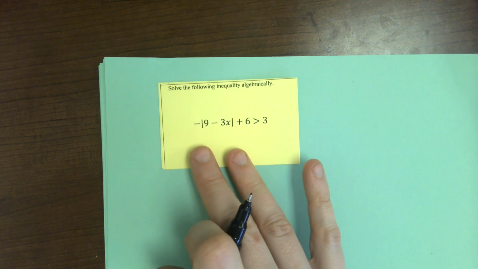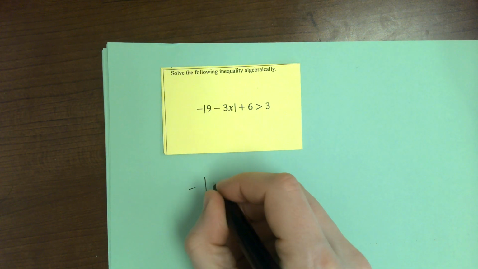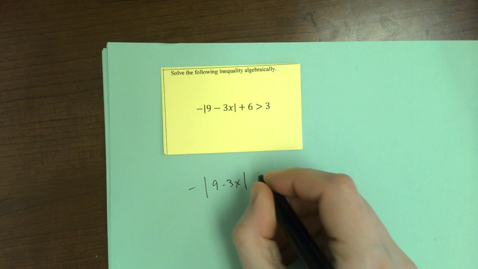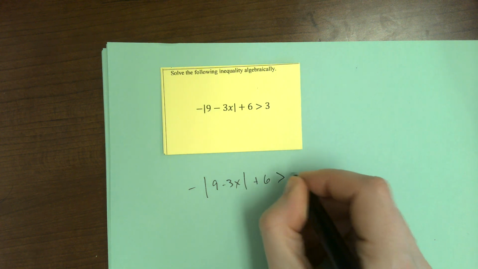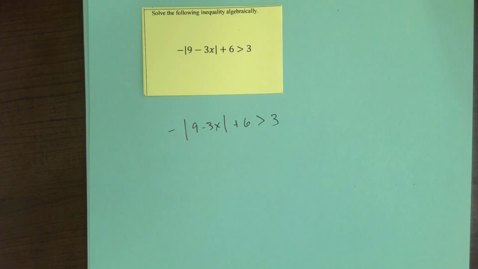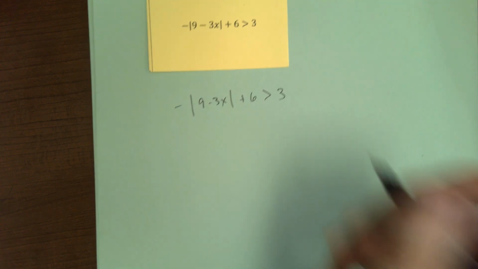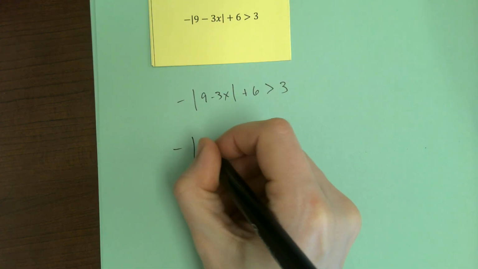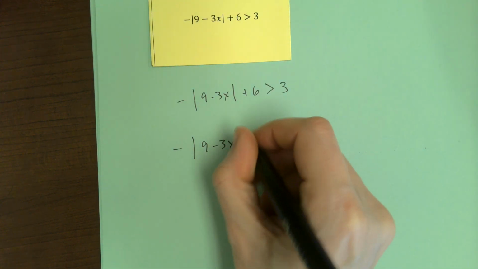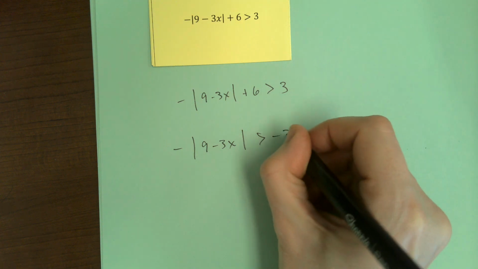All right, so we've got negative absolute value of 9 minus 3x, plus 6, is greater than 3. Okay, first move, subtract the 6. So we've got negative absolute value of that is greater than negative 3.